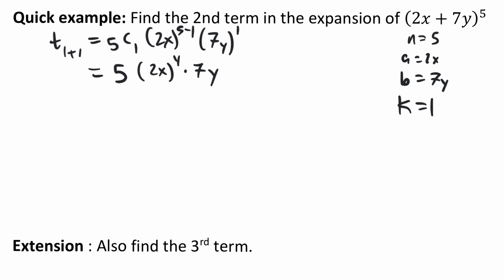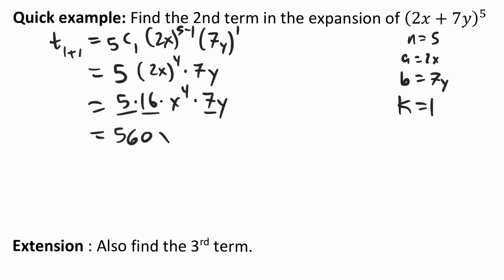2 to the 4 is 16. So you have 5, 16, x to the 4, 7y. Now again, it's nice to group the numbers. So the 5, the 16, and the 7. We want to group all of these in the front. So that's 560, x to the 4, y.